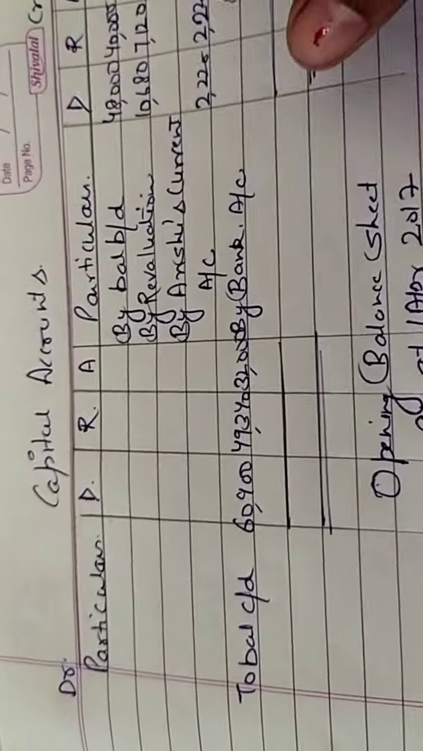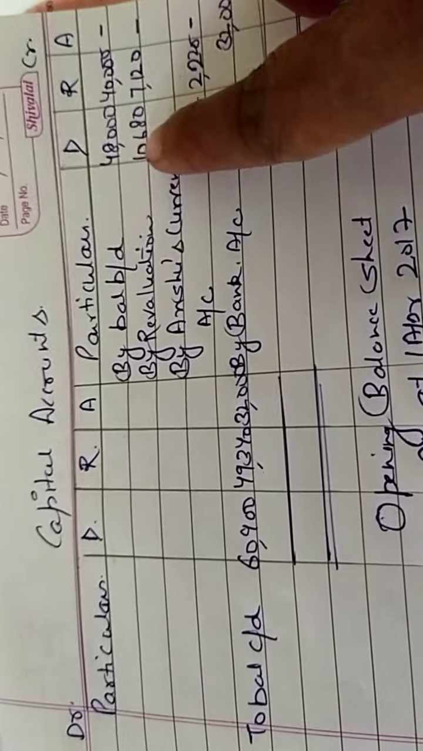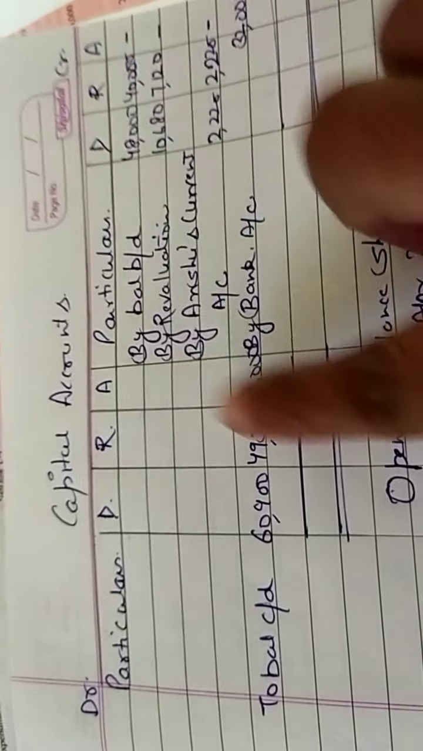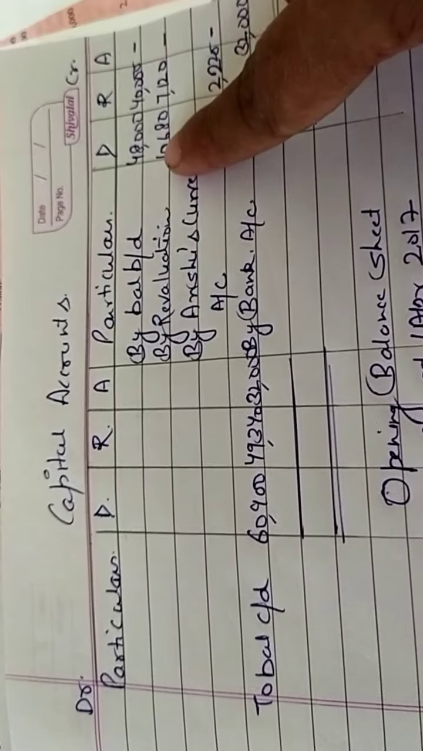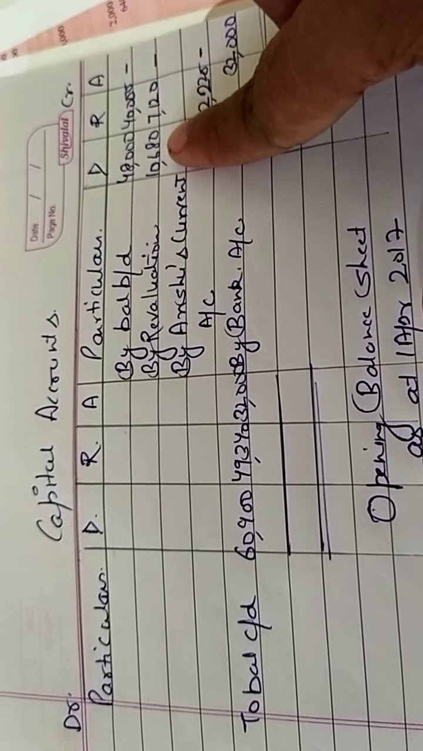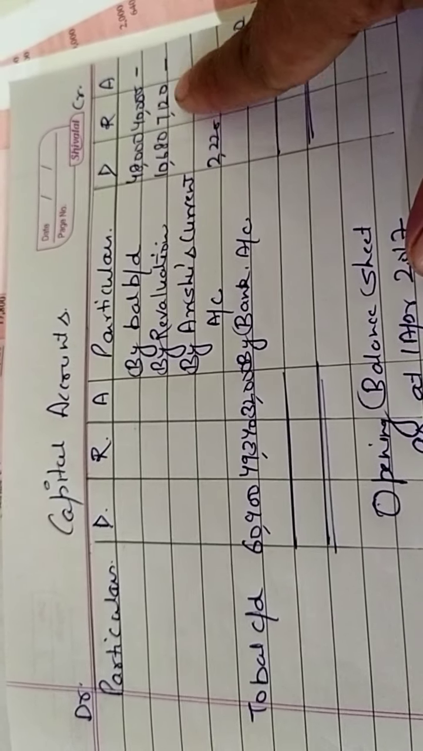अब पार्टनर्स कैपिटल अकाउंट देख लेते हैं हम. इसमें हमने पार्टनर की ओल्ड कैपिटल को ट्रांसफ़र कर दिया, बाय बैलेंस बी/डी, 48,000, which is given in the balance sheet. अब रेवल्यूशन का जो प्रॉफिट आया उसके इफेक्ट को शो कर दिया. क्रेडिट साइड पर हमने शो कर दिया 10,680 एंड 7,120.